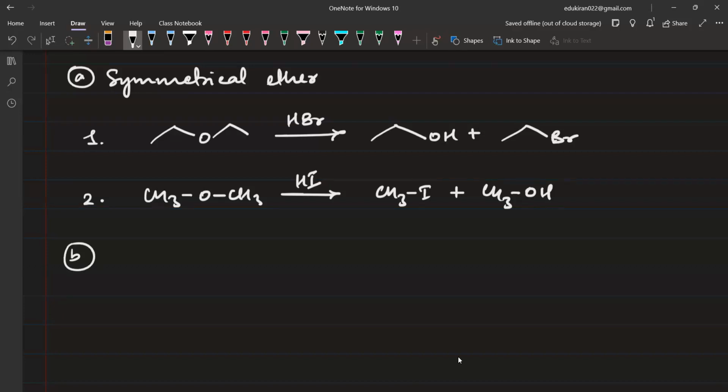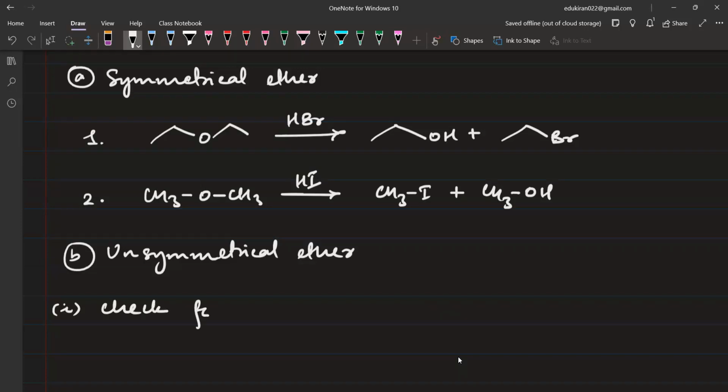B is, please write, unsymmetrical ether. Now in unsymmetrical ether, we are going to have some cases. सबसे पहला आपको क्या करना है? First of all, you will see whether you have any 3 degree alpha carbon. ठीक है. क्या देखना सबसे पहले आपको? ए केस में आपके पास नंबर 1 में check for 3 degree alpha carbon.